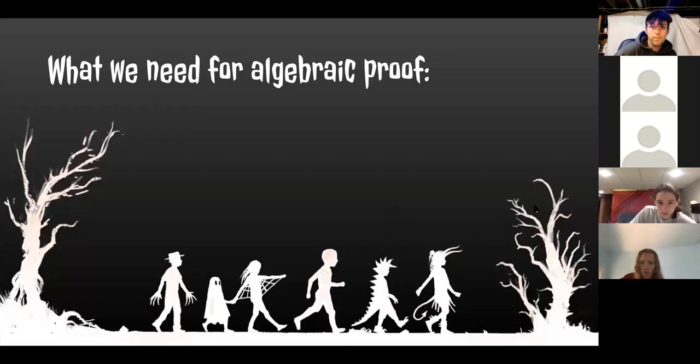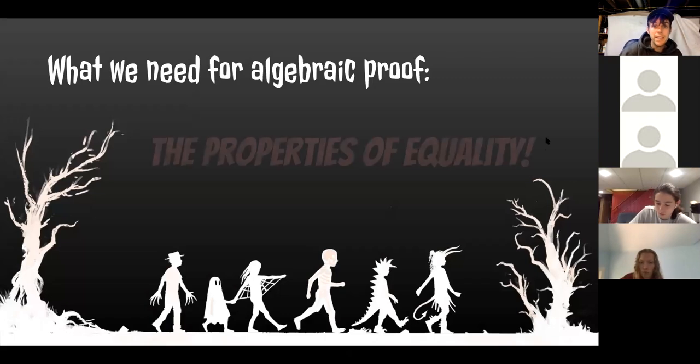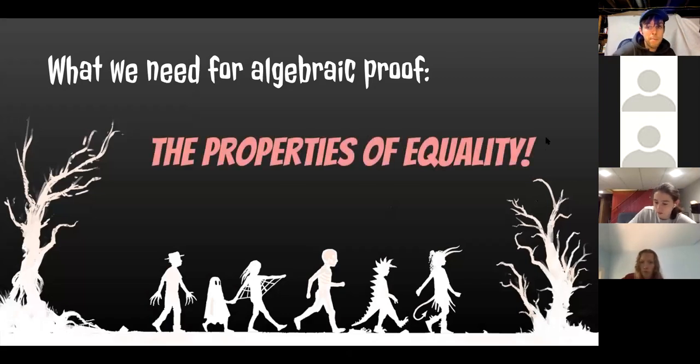All right. What do we need for algebraic proof? So for algebraic proofs, we need to understand and remember what are called the properties of equality. So there's sort of the rules that govern the equal symbol. What are we allowed to do when we have an equation? There's a few properties that we'll need to know, and there's one that's not technically a property of equality.